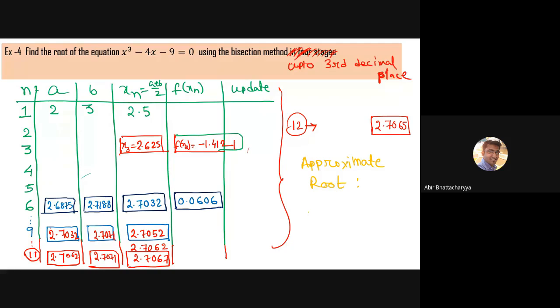Stop at the 12th iteration, all of you. Please stop at the 12th iteration. The approximate root will be 2.707, which is up to 3 decimal places. Please write down C on the chat box if it is clear to you, so that I can move forward to the next question quickly.